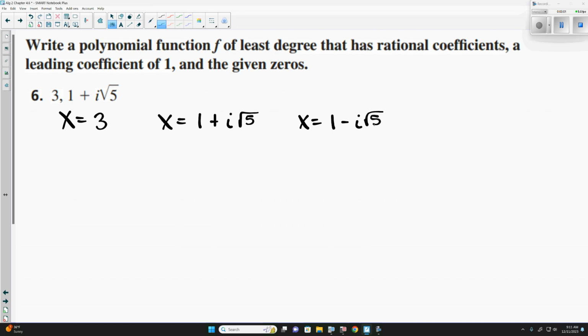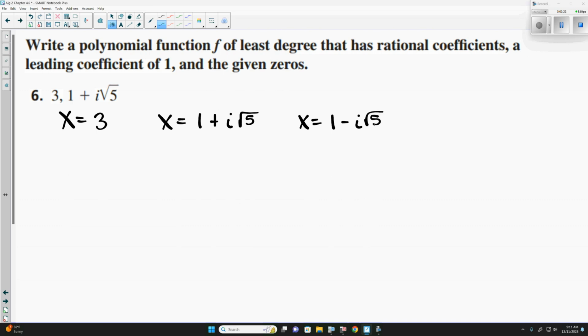Now with our complex or rational terms, if we're given one, so here they told us one of the solutions was 1 plus i square root of 5, it means we also have its conjugate, 1 minus i square root of 5. So we have these here. Questions on this so far?